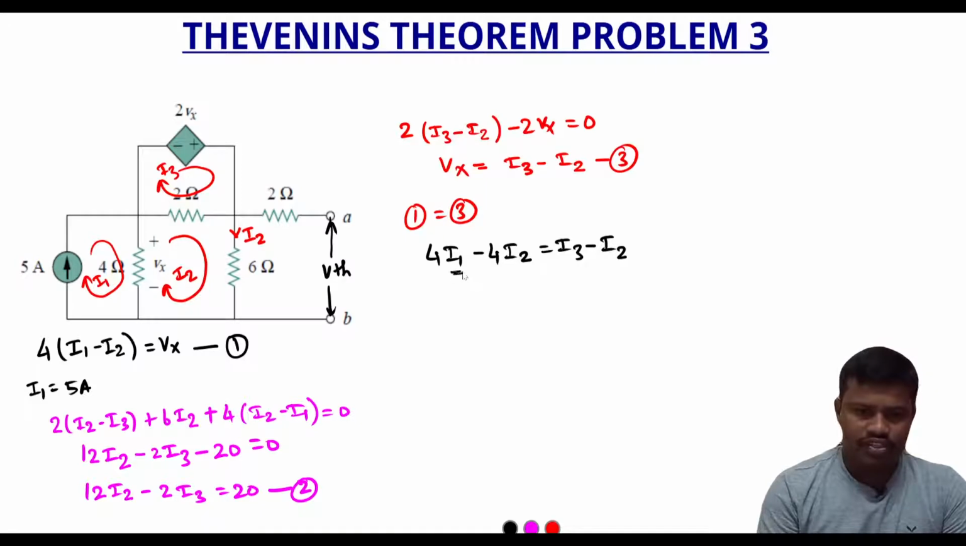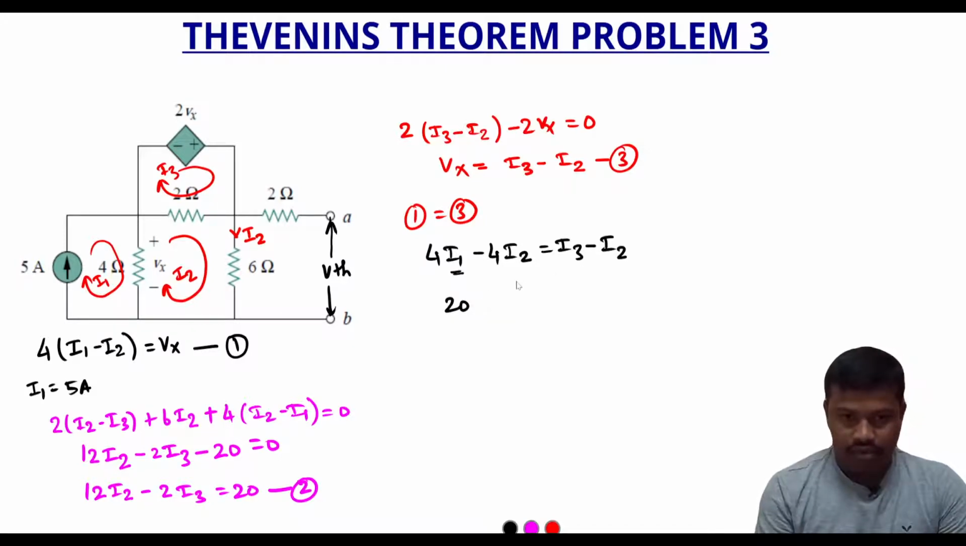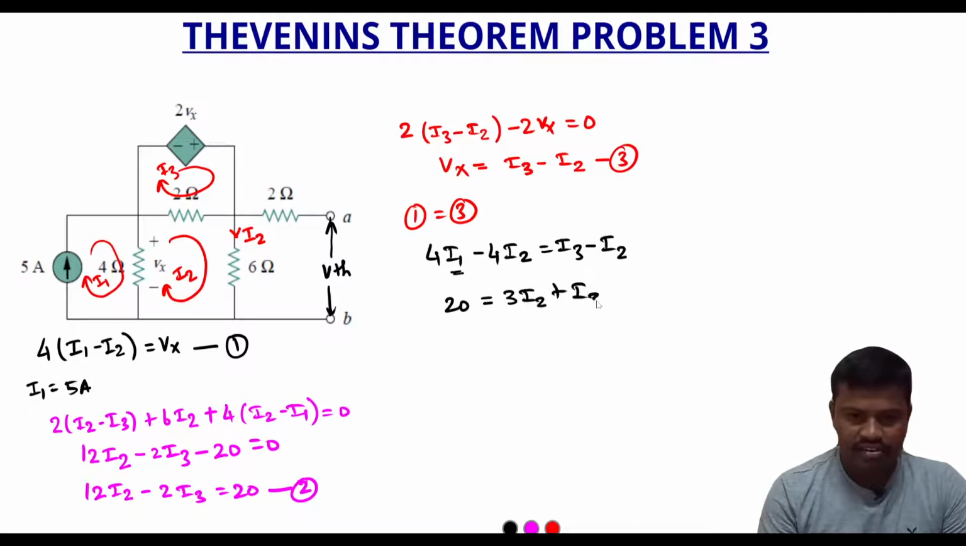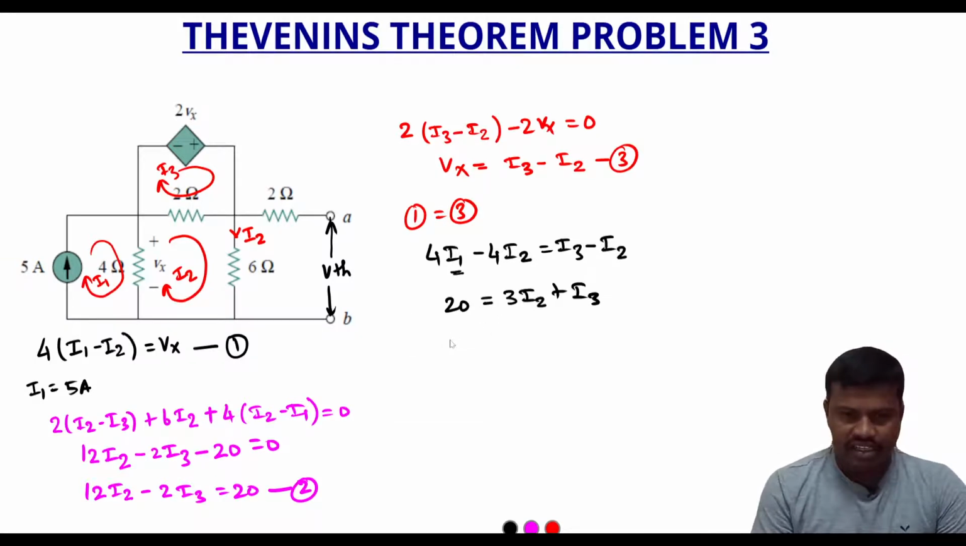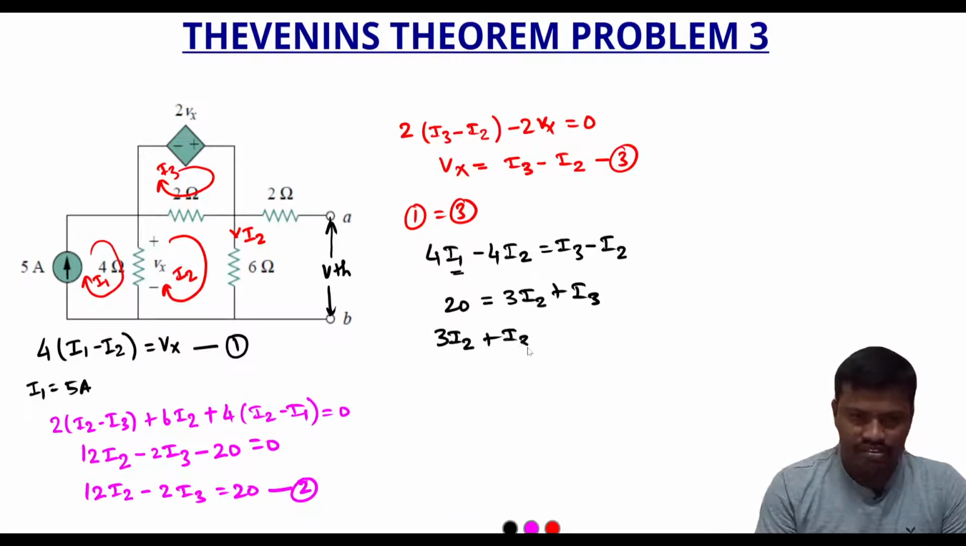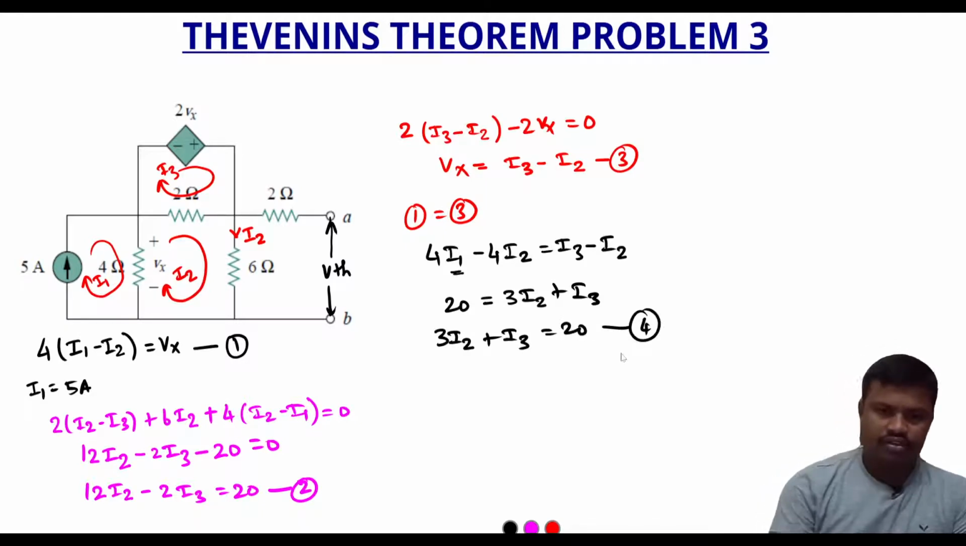We know that I1 is equal to 5 amps. So we can directly write 20, and the value of negative 4I2, when we transfer it to the right hand side of this equation, will become positive 4I2, and minus I2 will be positive 3I2 plus I3. So when we rearrange this equation, we can write 3I2 plus I3 is equal to 20. Let us say this is equation number 4.